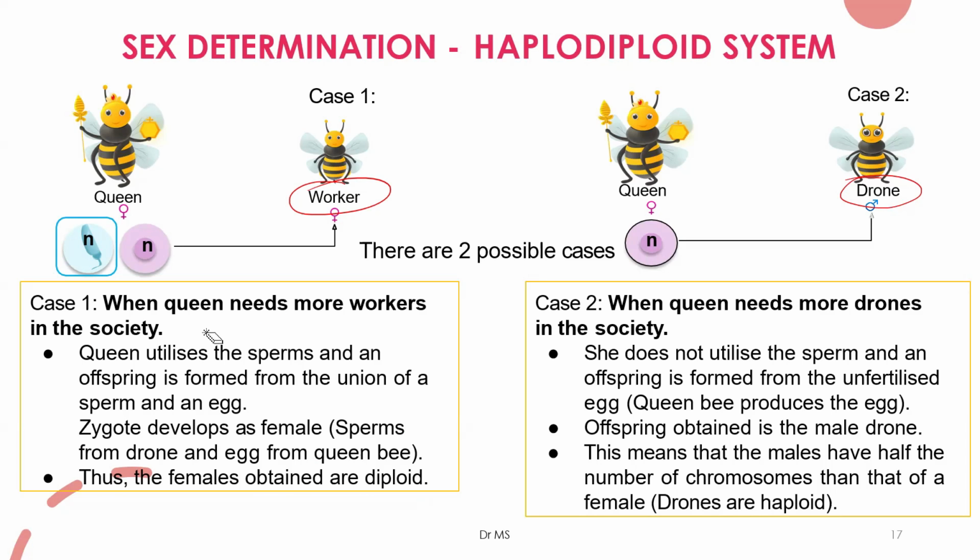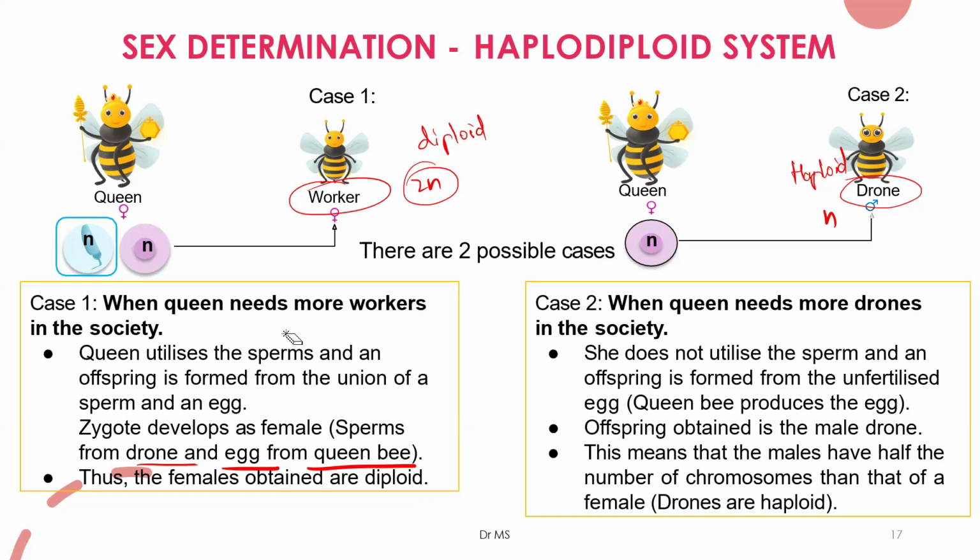So what does she do in the first case? When the queen needs more workers in the society, that means to collect the honey, to housekeep and all, the queen utilizes the sperms. Offspring is formed from the union of the sperm and egg, so that zygote develops as the female. The female is diploid. Remember, how do you differentiate between the drone and queen? The drone is haploid. The queen and the worker are diploid.